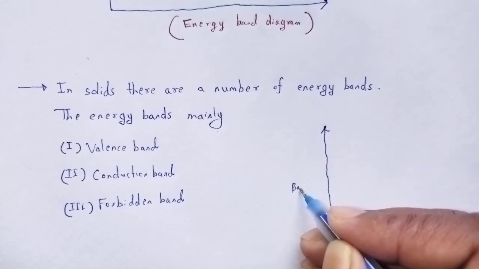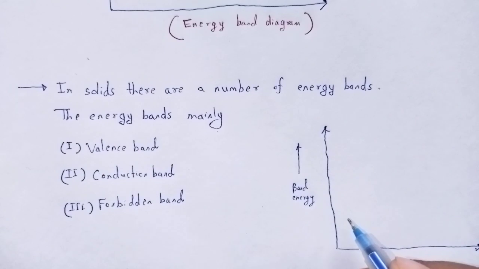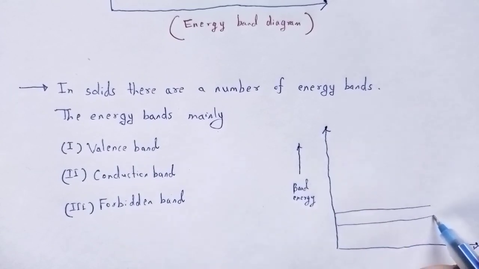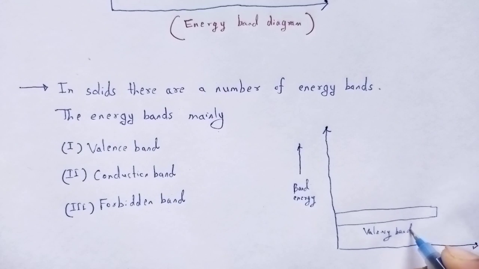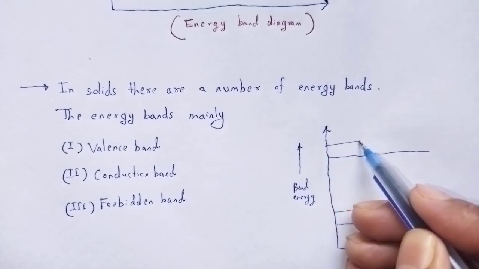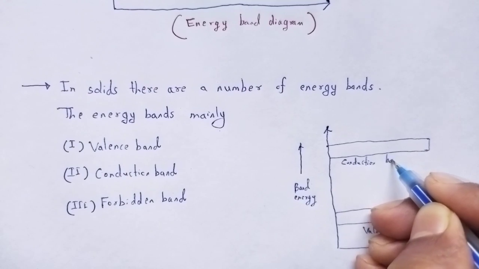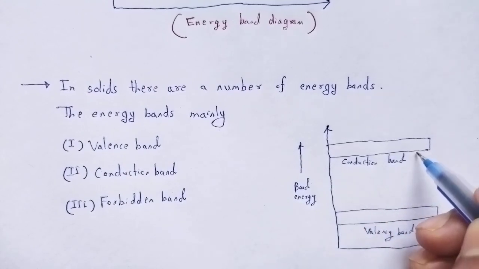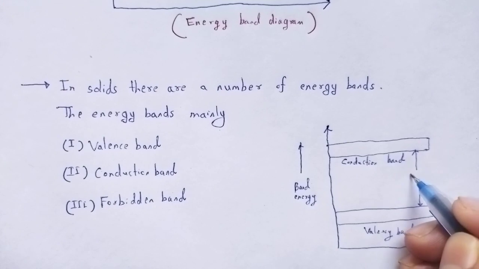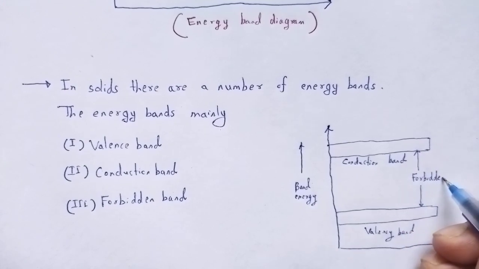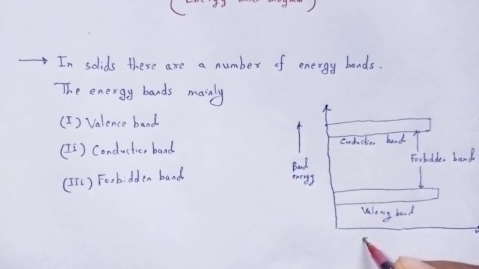The band energy. The band as valency band, conduction band, and in between these two bands, that band is the forbidden band. The energy bands in solid.